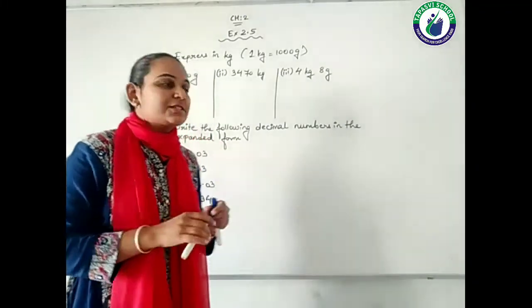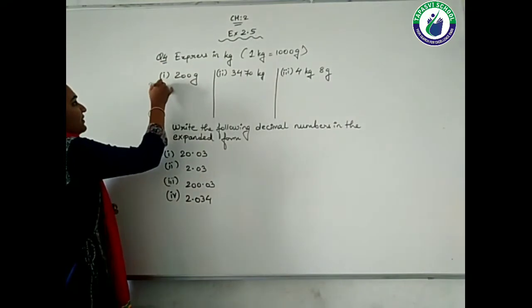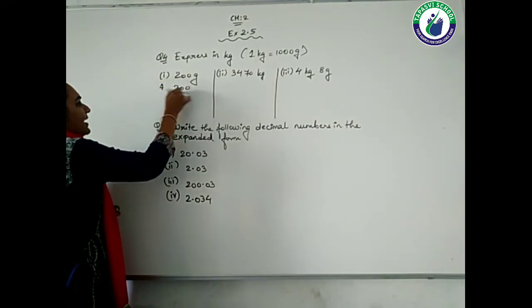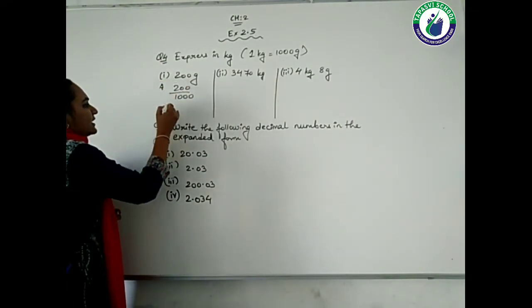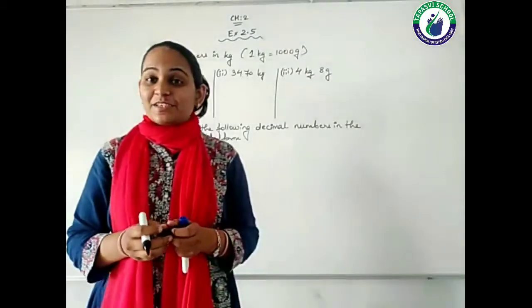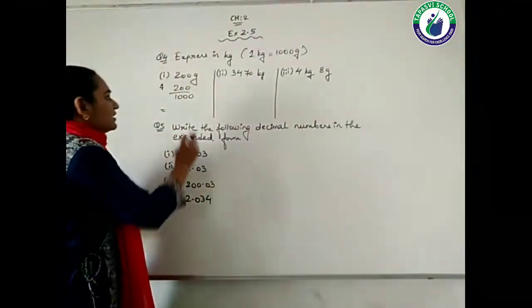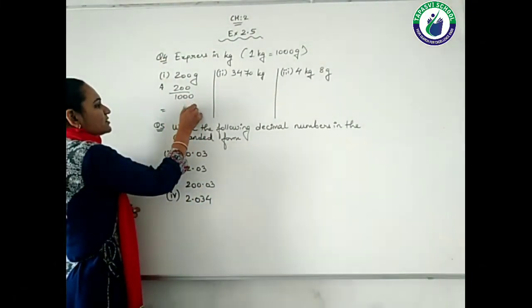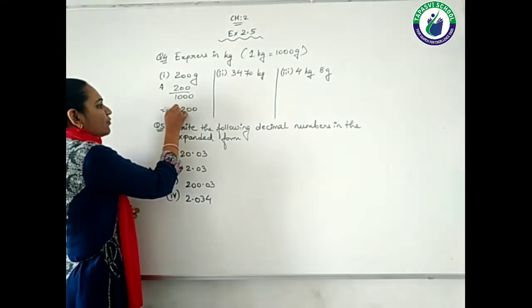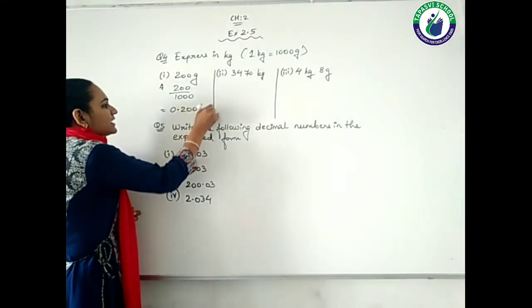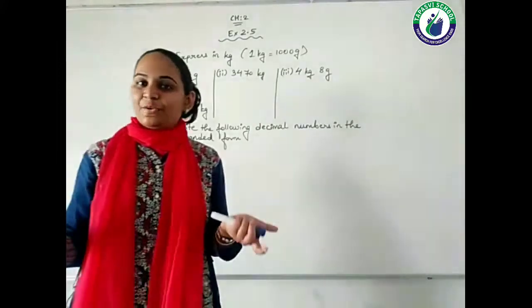So let's do that. If I divide 200 by 1000, I need to convert this into a decimal also. So there are 3 zeros and 3 digits. So 0.200 kg. So here is the answer.